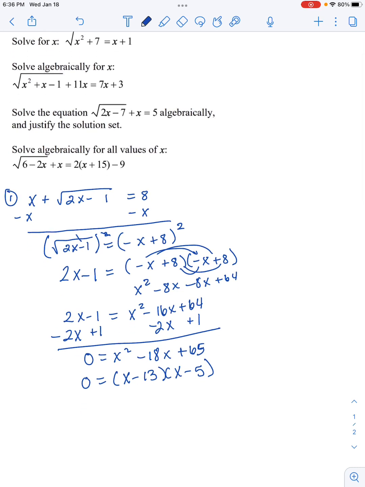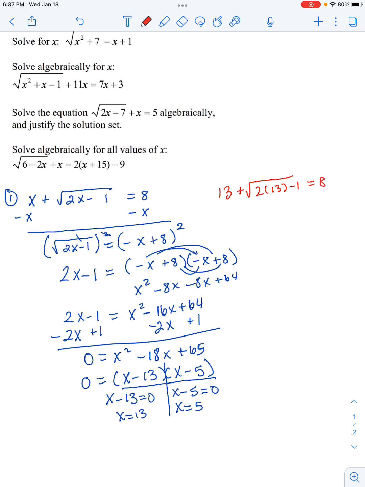Okay, now we're going to make our t-chart. x minus 13 equals 0. x minus 5 equals 0. x is equal to 13. x is equal to 5. Before we move on, we have to check. So let's go ahead and substitute these values in. So 13 plus the square root of 2 times 13 minus 1 is equal to 8. Let's see if that's true.